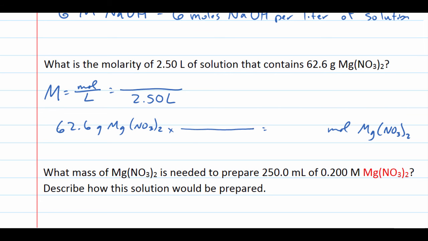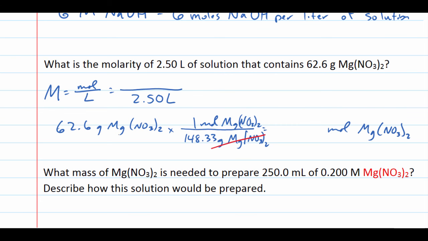Okay. So now if we do the conversion, where does the 148.33 go? In the bottom. So that tells us there's 148.33 grams of the magnesium nitrate for every 1 mole of magnesium nitrate.